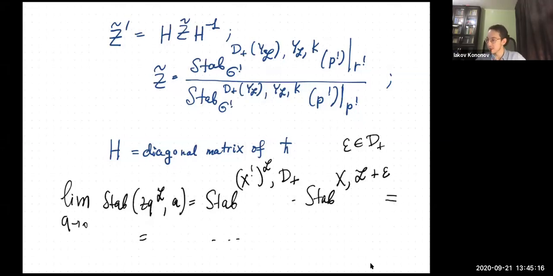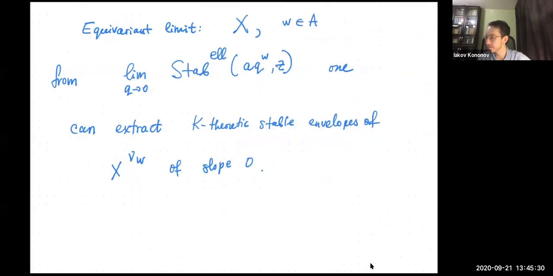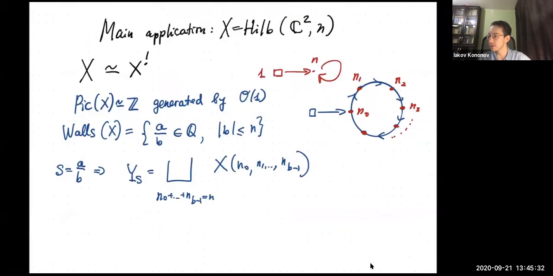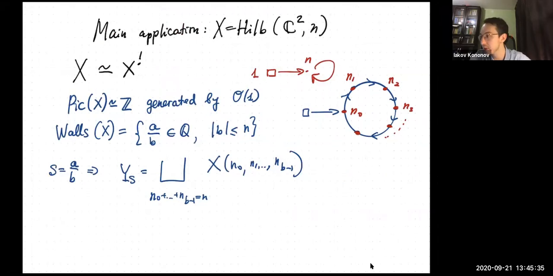So it allows us to translate action of certain quantum algebras on one side to the dual side. And let's consider the main example, Hilbert scheme of n points on C2. As I said, this is a self-dual variety, but this needs some still clarification. But let's assume that.